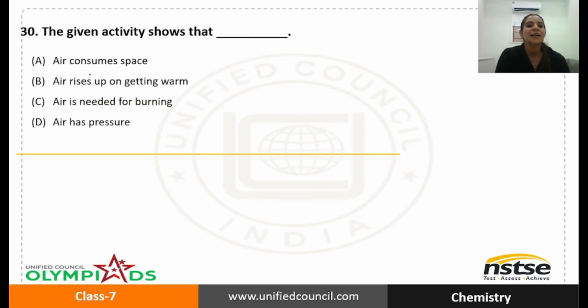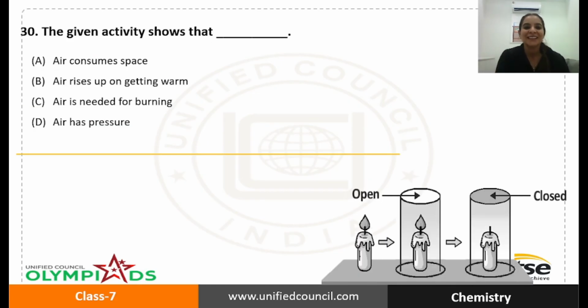Okay, next question says, the given activity shows that, where is the activity? Here is the activity. In this activity, you can see a burning candle. We have placed it in a jar and the jar is open and the candle keeps on glowing. Then we have covered the top of the jar with the lid. That means the jar becomes closed, and after some time we see that the candle stops glowing, right? So that means the candle stops burning.